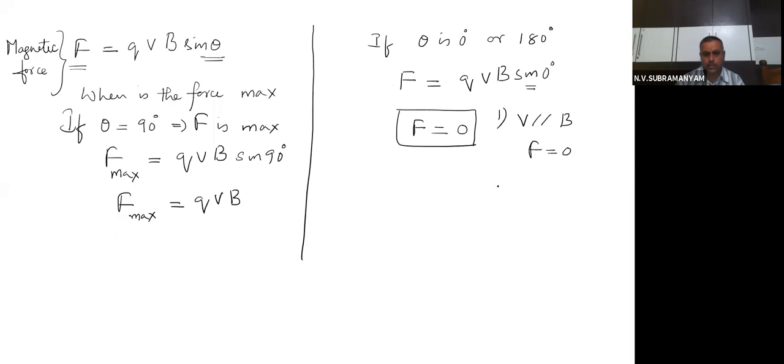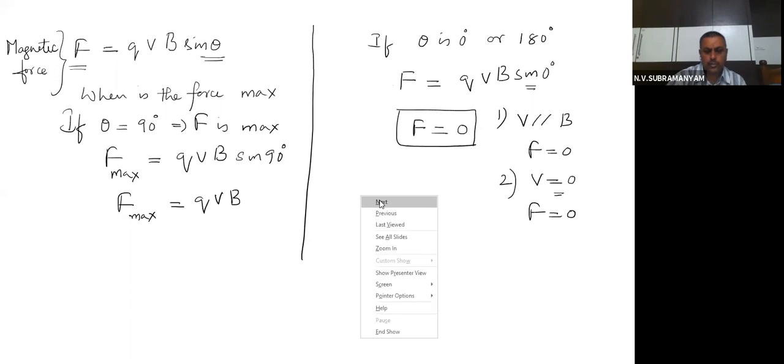First point: when is the magnetic force 0? If V is parallel to B. Another point, if velocity is 0 also, force will be 0. That means if the charged particle is not moving inside the magnetic field, then also force will be 0. These 2 points keep in mind. You will get important questions based on this. So I am done for today.